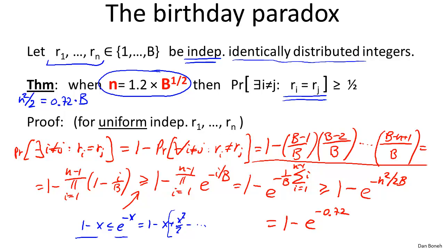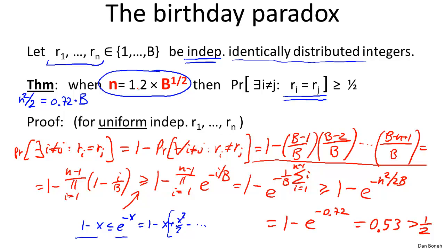Well, now you just plug this into your calculator and you get 0.53, which as far as I know is always bigger than a half. So this proves the birthday paradox, and you notice it was crucial to assume that the samples are independent of one another. We only proved it for the uniform distribution, but as I said, it's actually fairly easy to argue now that any distribution that's away from the uniform distribution will satisfy this with an even lower bound. So if you have 1.2 square root of b, the theorem will certainly hold for non-uniform distributions.